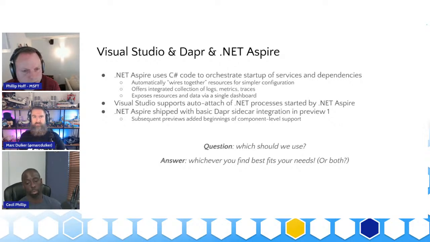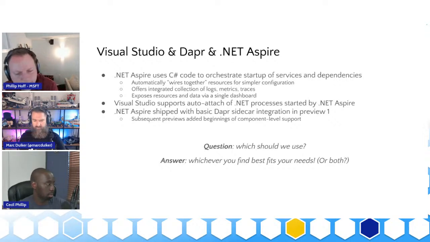So just as a brief review, .NET Aspire is a new product that uses C# code to orchestrate the startup of services and dependencies. Whereas you might have a Dapr run file in Dapr, or Docker Compose with YAML for Docker containers, this uses more declarative C# code to build a model of your application, which is then used by other components in Visual Studio and other runtimes to start up your orchestration.